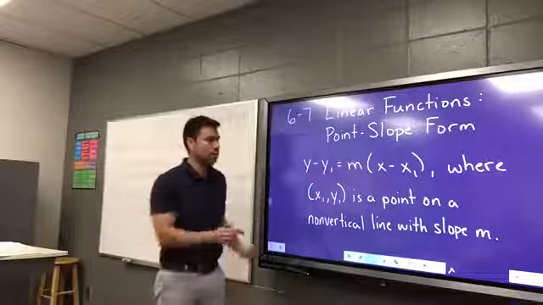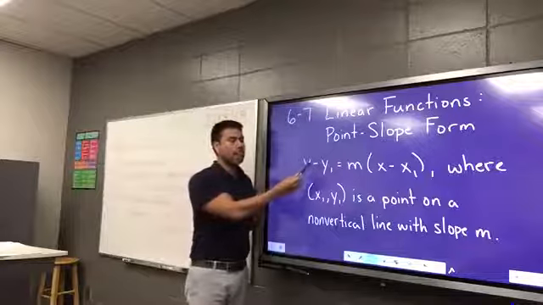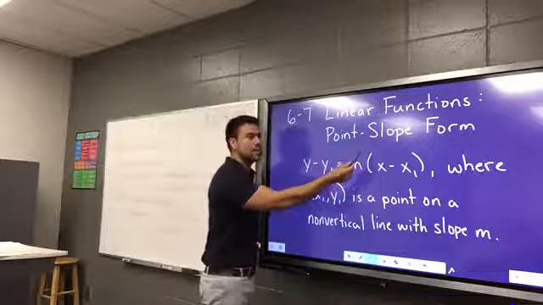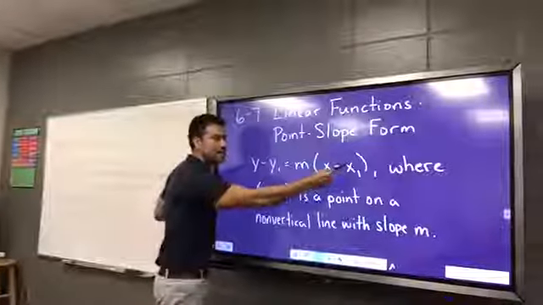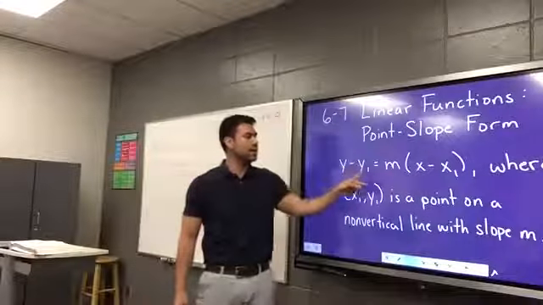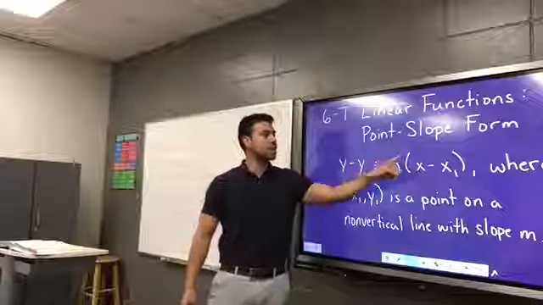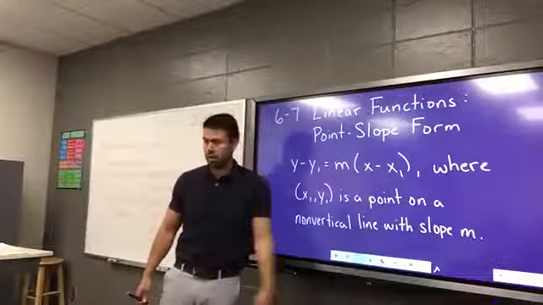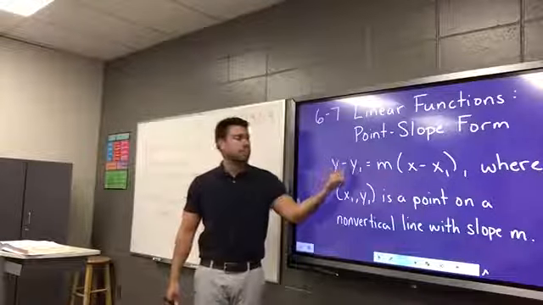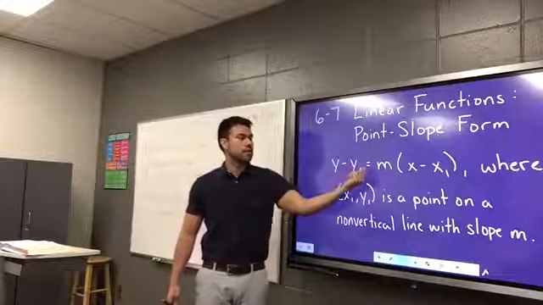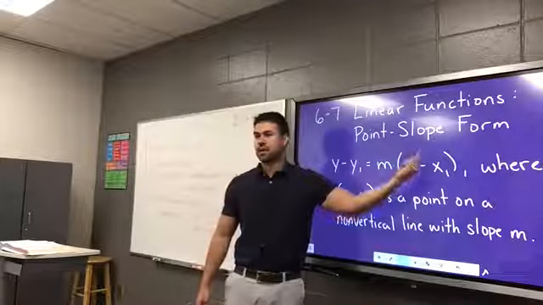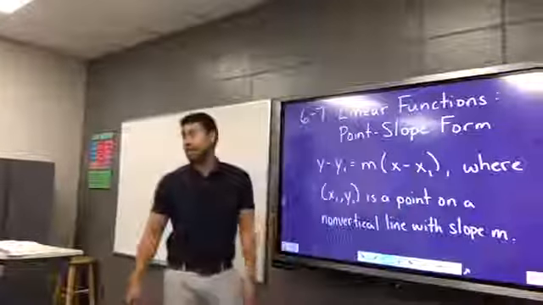If you've already written it, look up here. Y minus y sub 1 equals m times x minus x sub 1. I'm going to do it one more time. Y minus y sub 1 equals m times x minus x sub 1. All right, everyone together. Y minus y sub 1 equals m times x minus x sub 1. Okay, so at least you know how to say it.